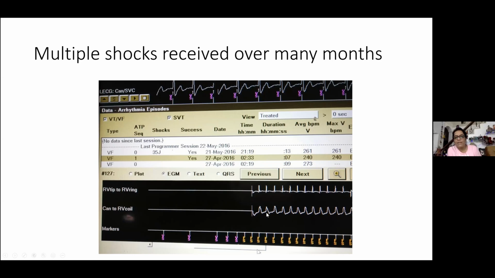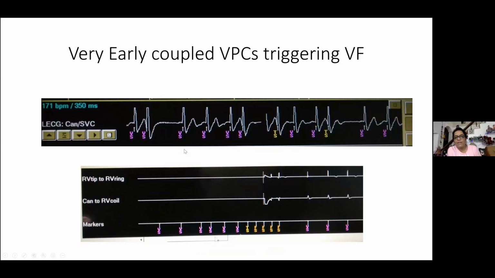This is what we saw when we interrogated the device. This is a CAN to RV coil ECG. As Dr. Ullas pointed out in the tweet, it looks like a monomorphic VT. Sir, I assure you it was not monomorphic. It was actually documented polymorphic. This patient had very early coupled VPCs. You can see the VPCs also in this strip on the ICD. And when they fall, in this case it was non-sustained, but sometimes it would sustain. So this is how it would start.